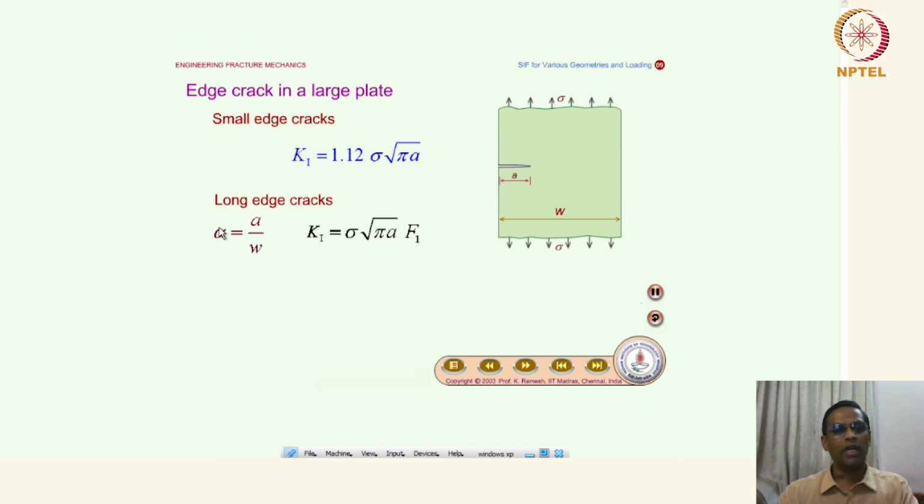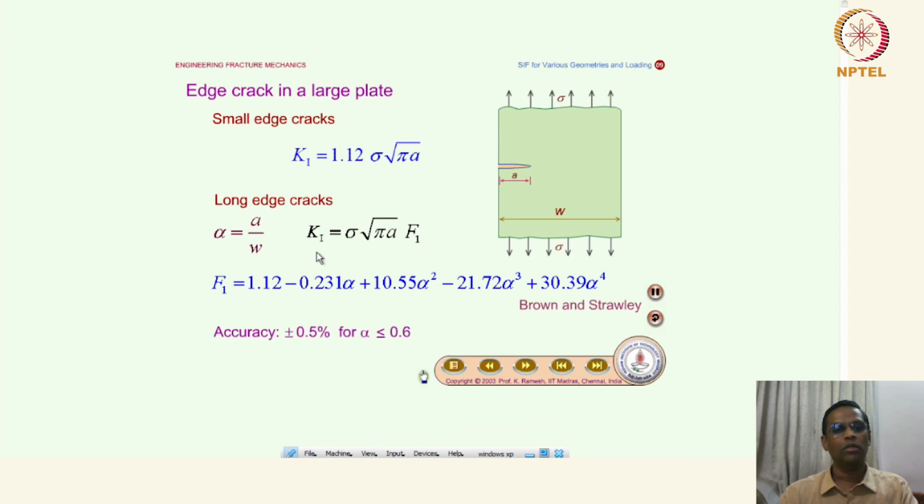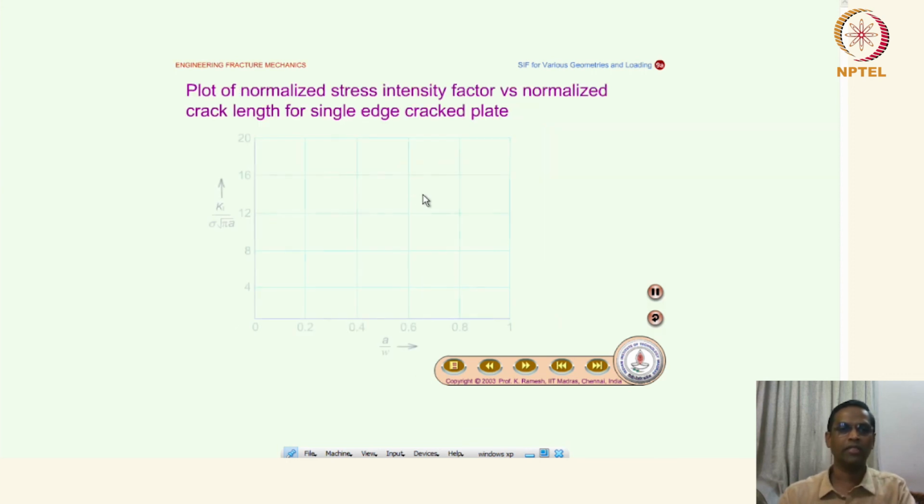And for long edge cracks, alpha is equal to a by W, and K1 is sigma into square root of pi a F1, where F1 is given by this numerical relationship by Brown and Stoll. The accuracy of this expression is within plus or minus 0.5% for alpha less than or equal to 0.6. So the importance of this kind of expression is to alert that the edge cracks are much more dangerous as compared to the central crack. That is the important message you should carry from the slides.